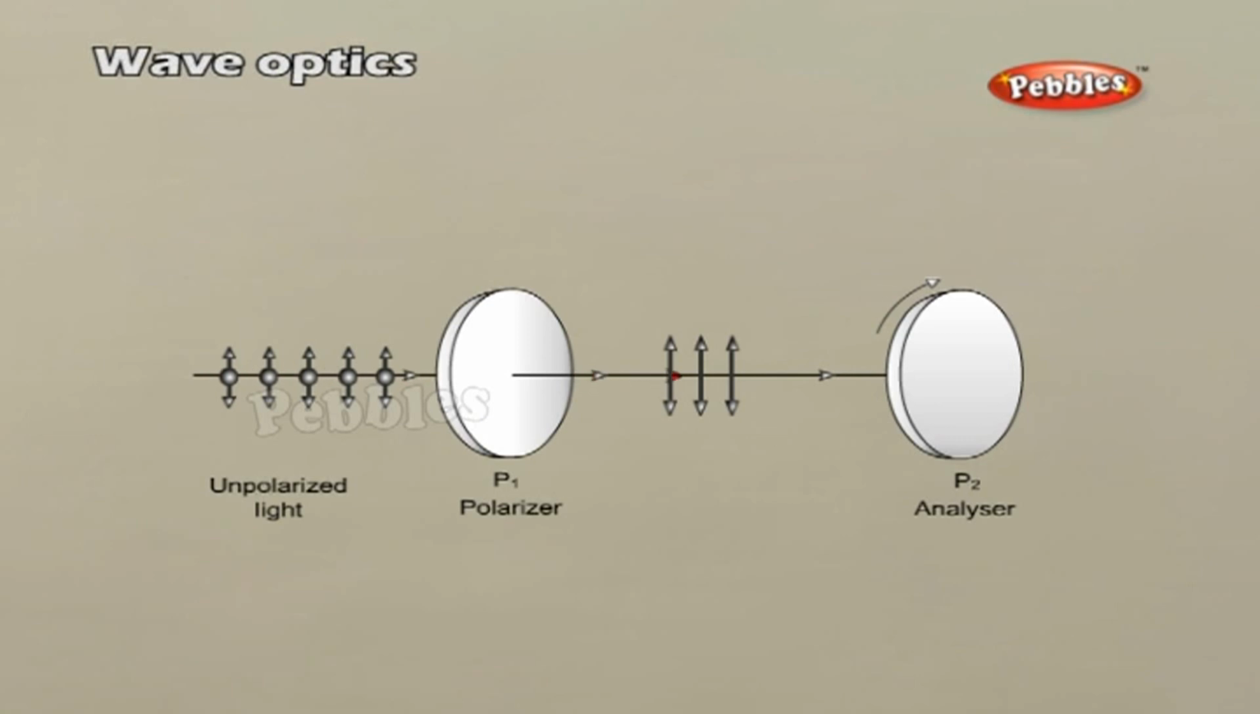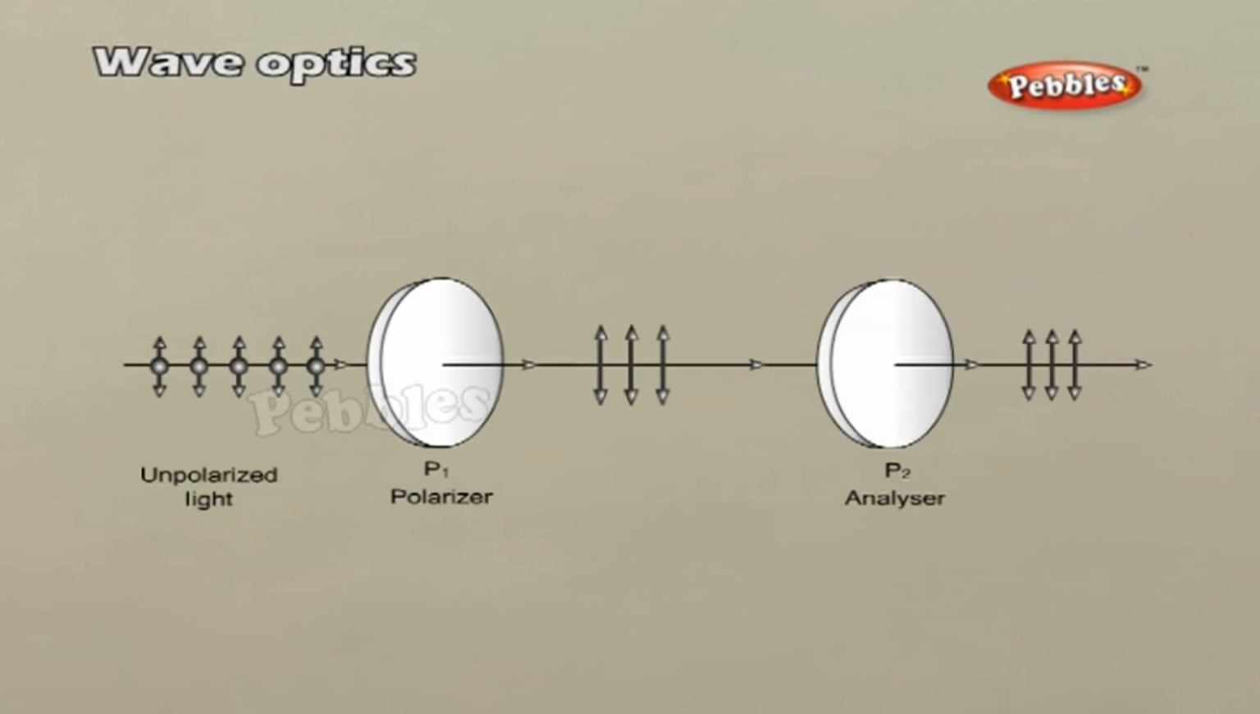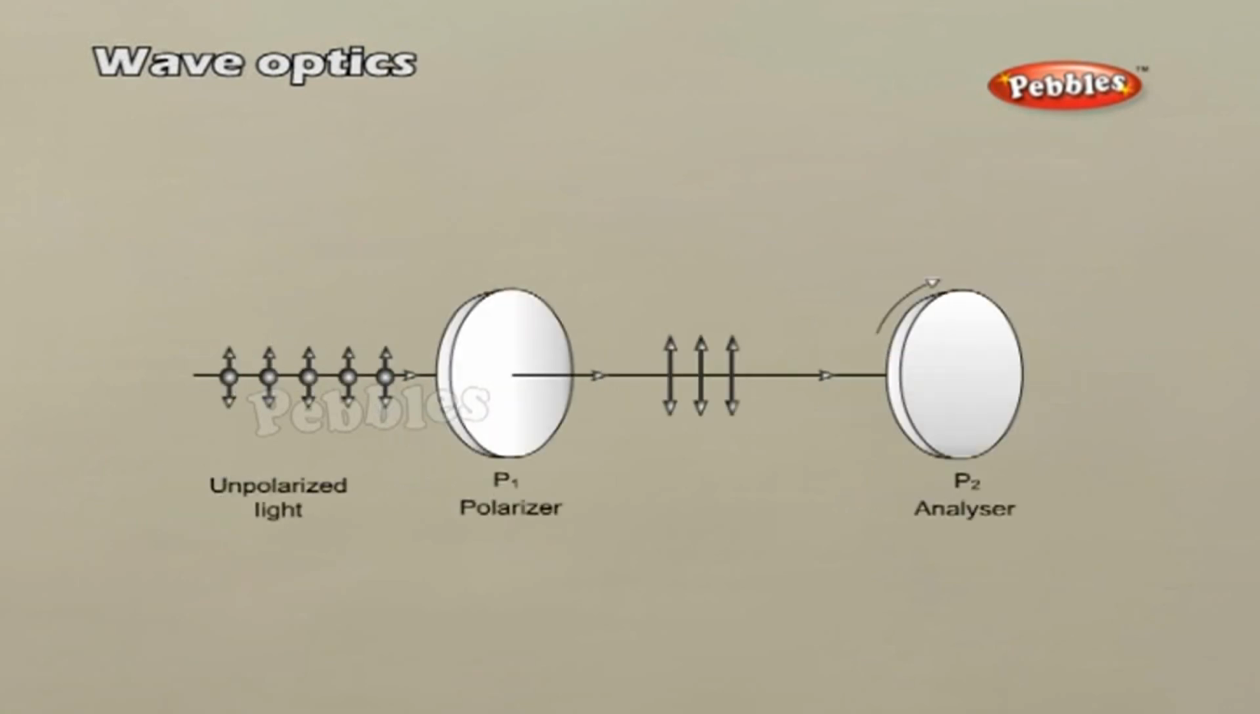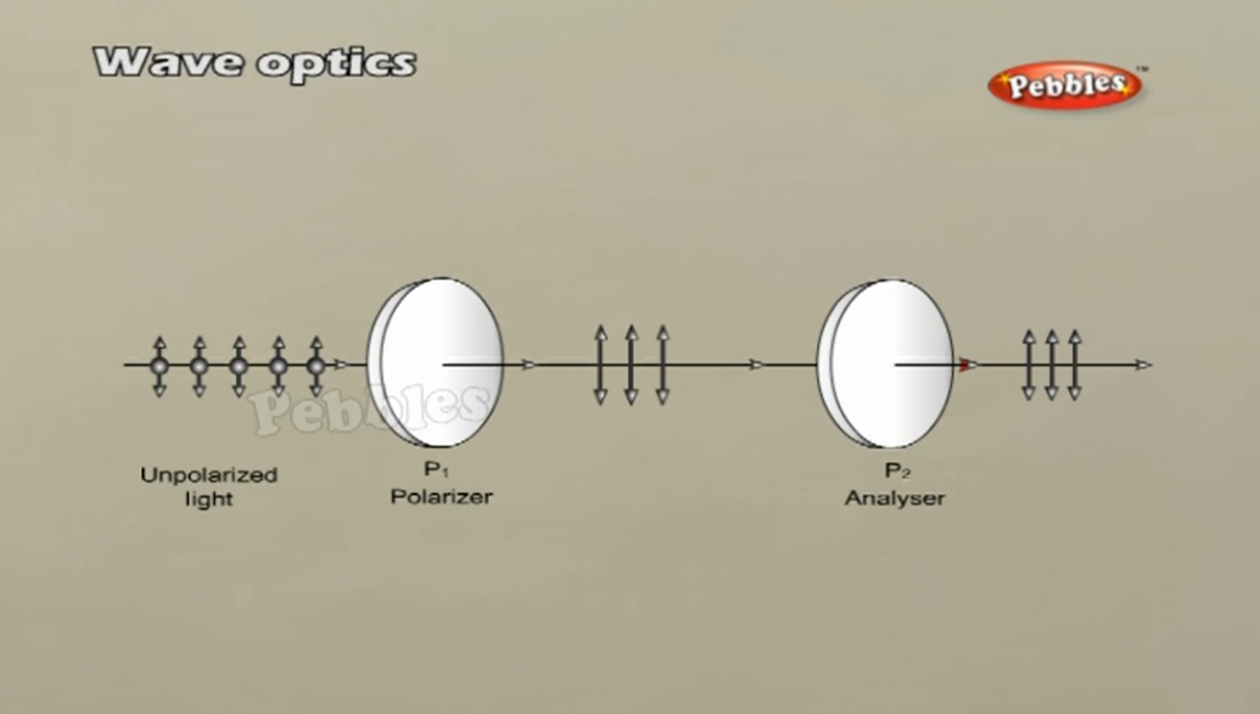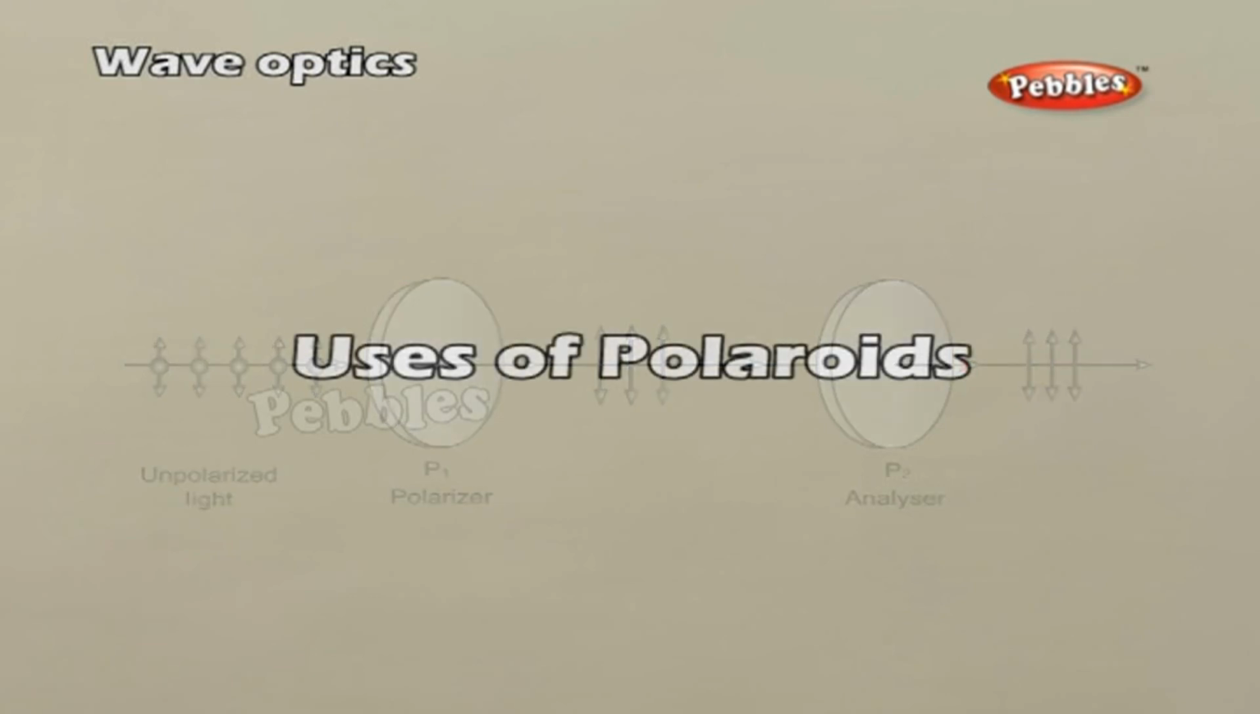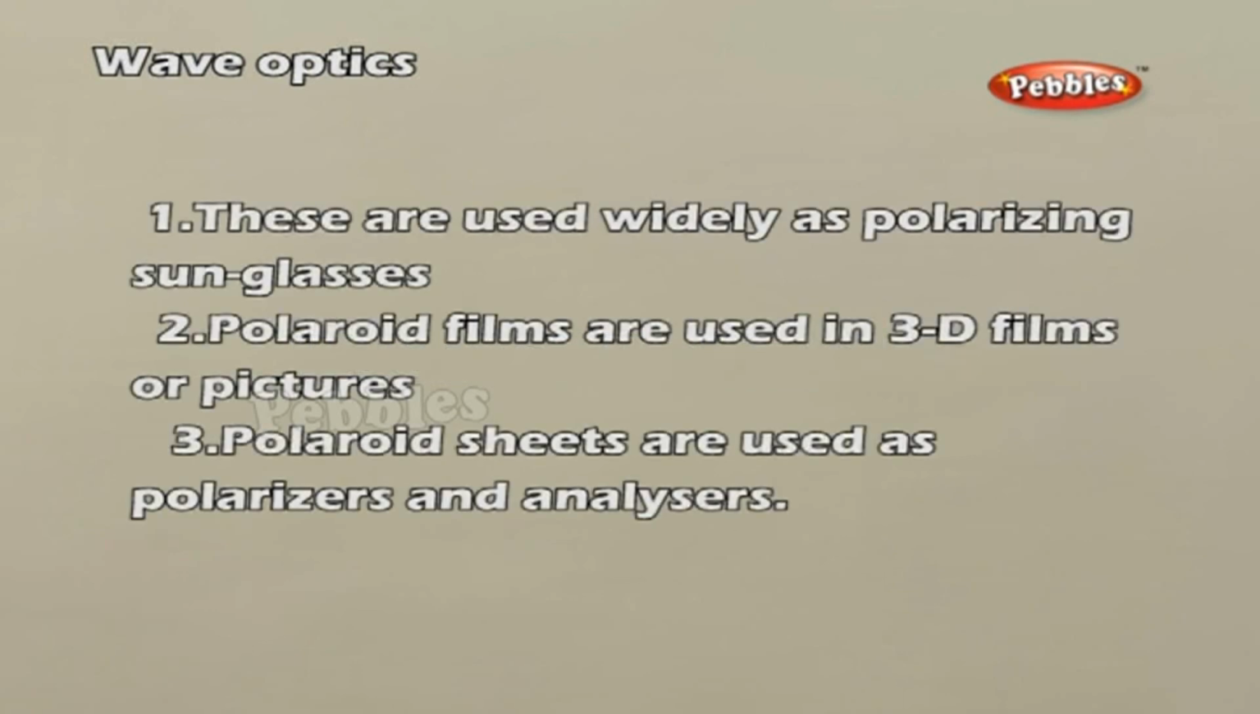When a polarizing sheet P1 is placed in the path of unpolarized light, it transmits polarized light with the plane of polarization parallel to the chain of molecules and absorbs the other component. If another Polaroid sheet, P2, that is the analyzer, is placed parallel to P1 as shown in the figure, maximum intensity of light is observed. If P2 is rotated through 90 degrees with respect to P1, as shown in the figure, the light is extinguished. The uses of Polaroids are shown in the table.